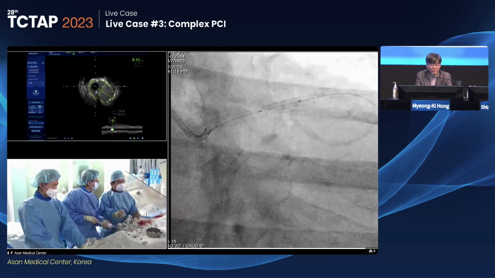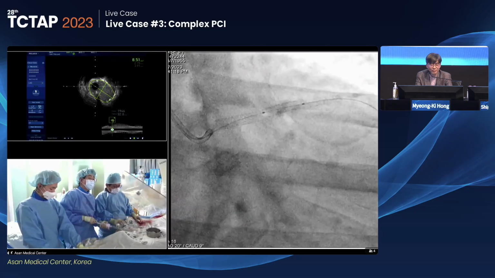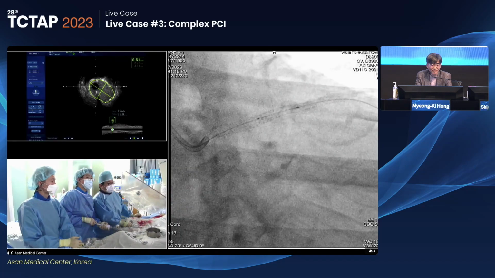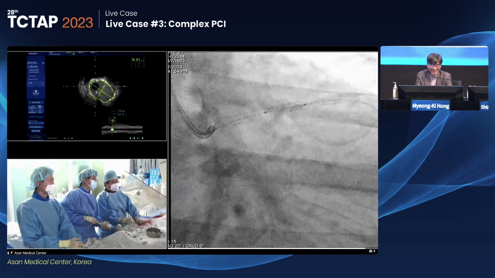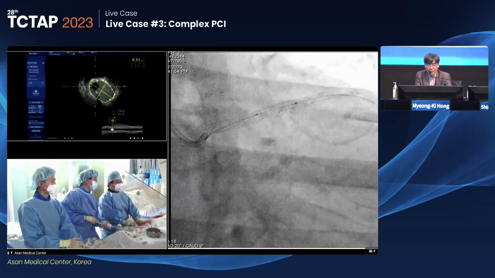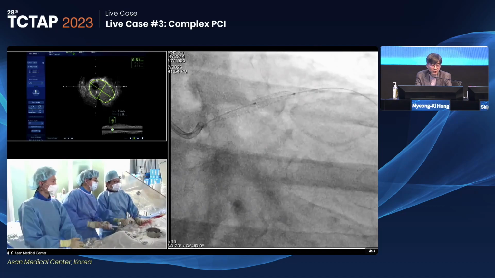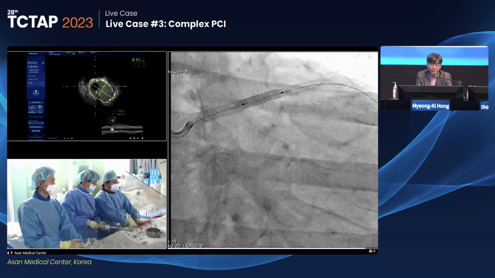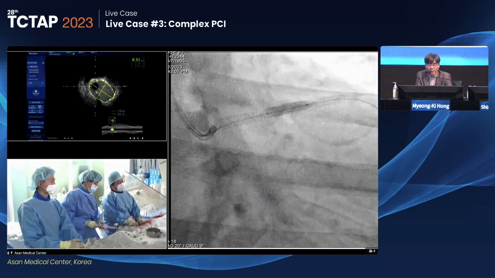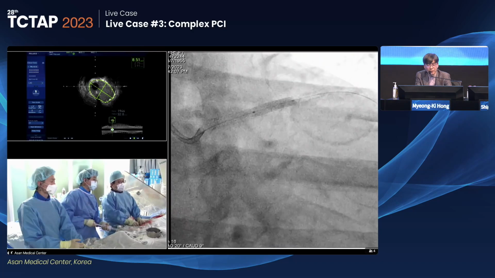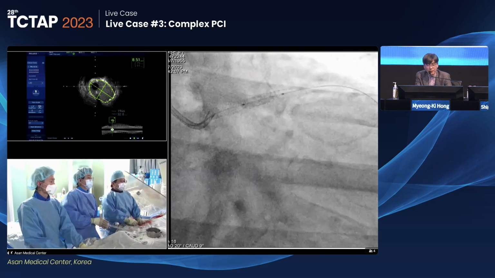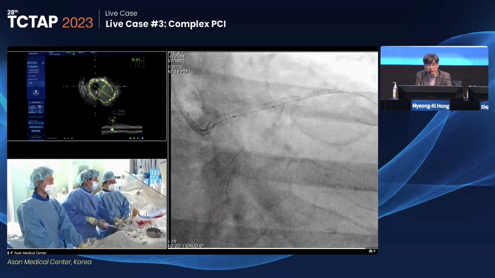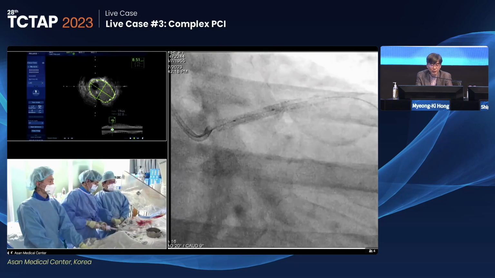But because the vessel size is big, to reduce any chance of future restenosis, I'd like to apply the high pressure balloon, because the stent is 4.0 and the vessel is more than 4.0. What size of the balloon? 4.0 high pressure balloon. 10. 12. 14. After the post-dilation, please show us the IVUS examination before and after the high pressure balloon at the minimal stent cross-sectional area portion. Yeah. 14.